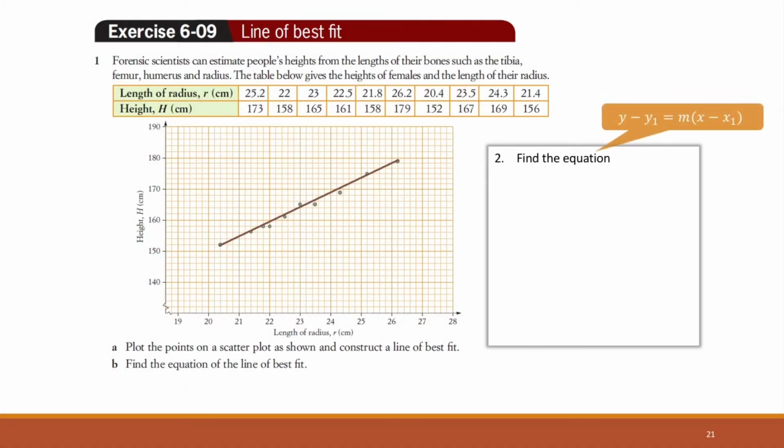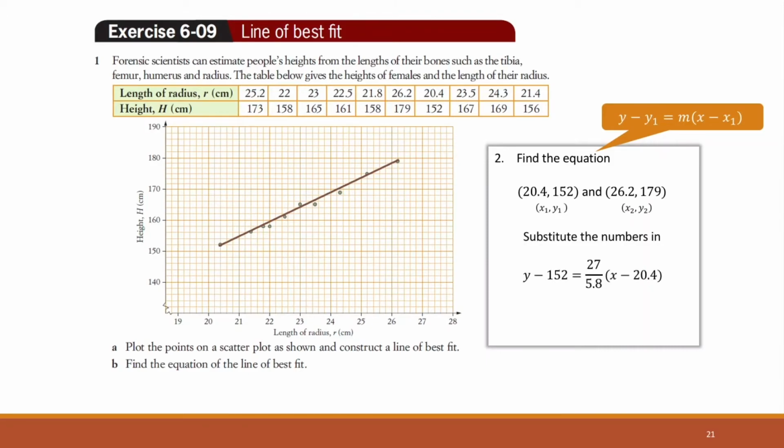Next thing we're going to do is find the equation with this equation. These are the 2 points. Substitute the numbers in. That's the gradient. I have used x1 and y1. You can use this one if you want. Pick the easier numbers.